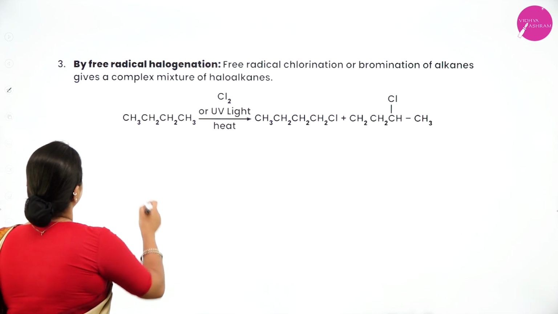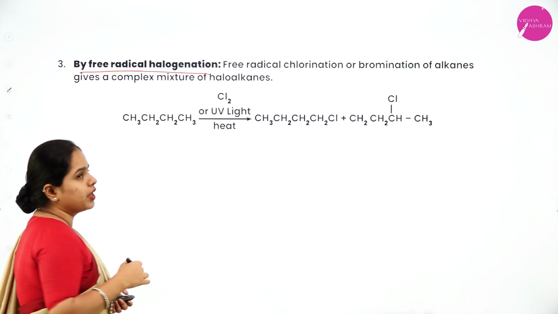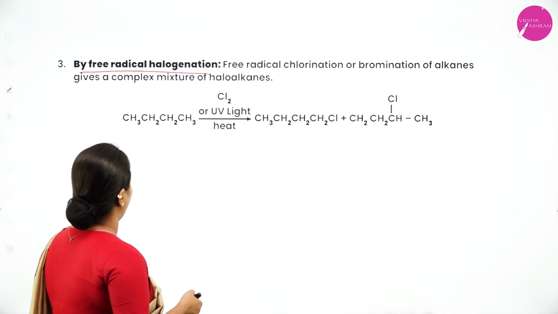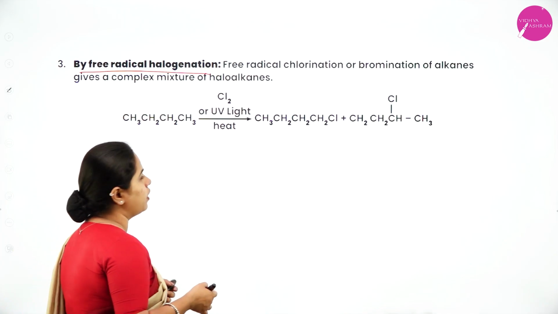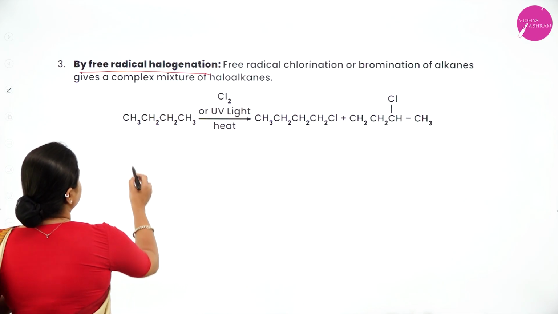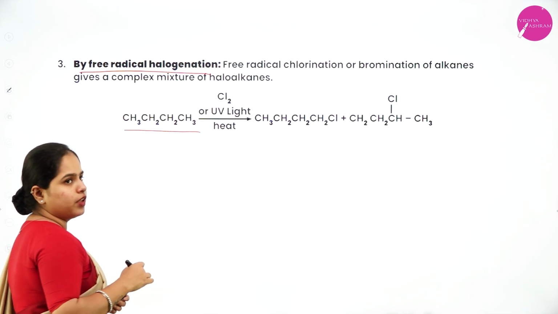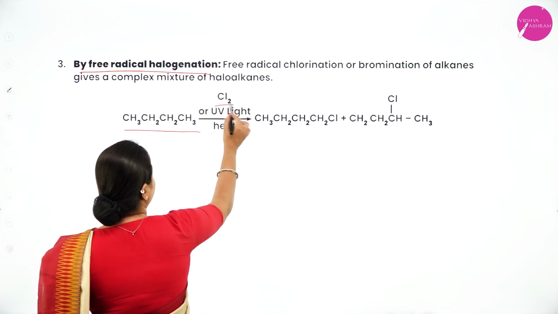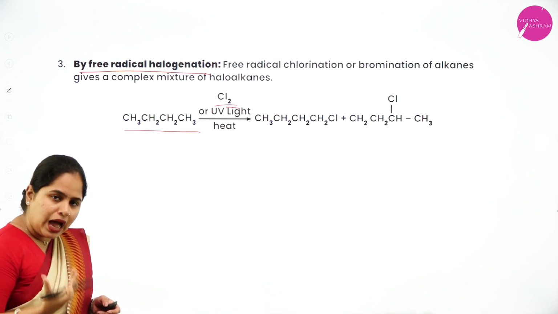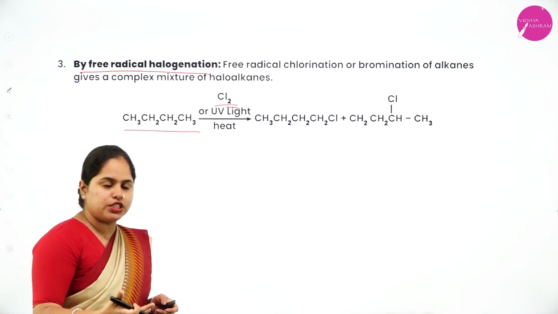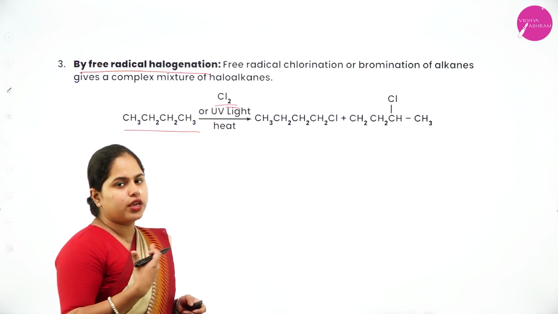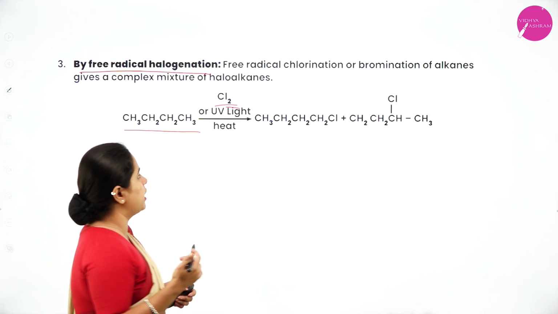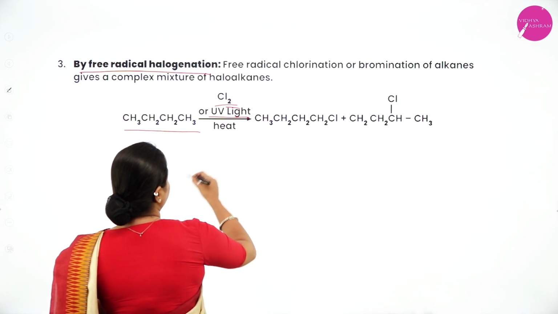Now the next one is free radical halogenation. Free radical chlorination or bromination of alkanes gives a complex mixture of haloalkanes. So what does that mean? CH3, CH2, CH2, CH3. Which alkane is this? This is butane, right? We are going to add chlorine or any halogen. Halogenation means addition of halogen. So here we are going to add chlorine, and the mechanism it follows is called the free radical mechanism. It happens in the presence of UV light or heat.